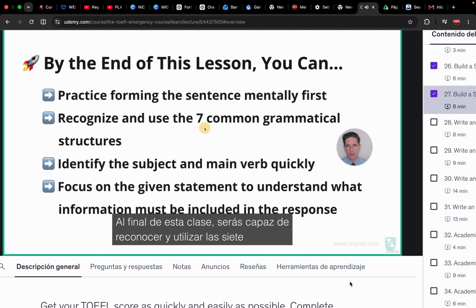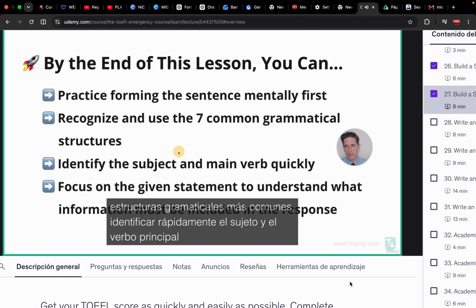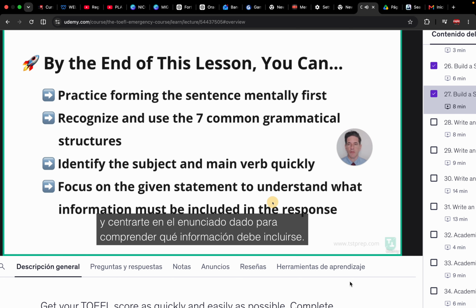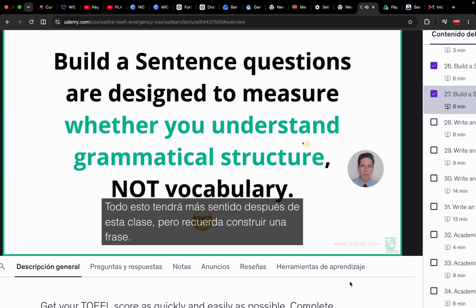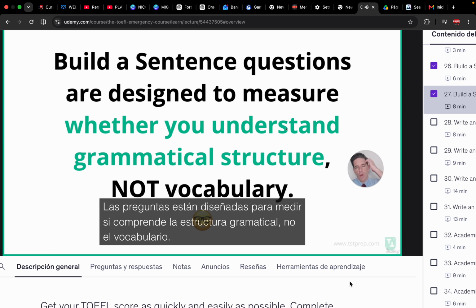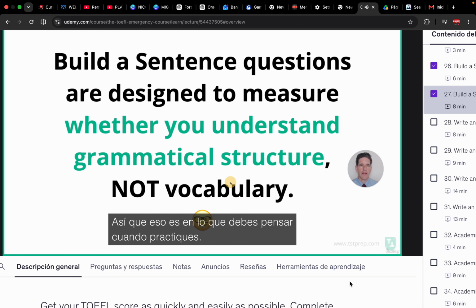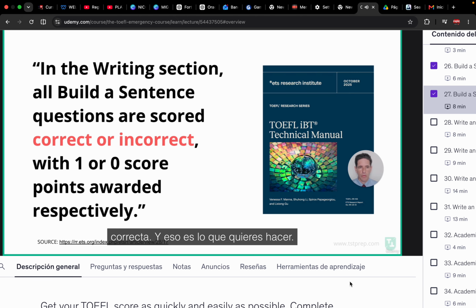You're going to be able to recognize and use the 7 common grammatical structures, identify the subject and main verb quickly, and focus on the given statement to understand what information must be included. This will all make more sense after this lecture. But remember, build a sentence questions are designed to measure whether you understand grammar structure, not vocabulary. So that's what you should be thinking about when you're practicing, when you're thinking about how to improve. You want to think about, how can I recognize the right grammar structure faster? And so that's what you want to do.